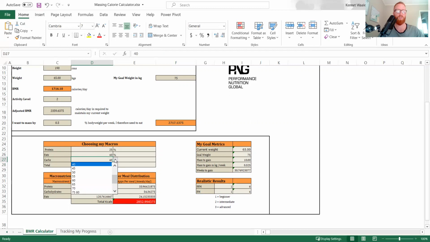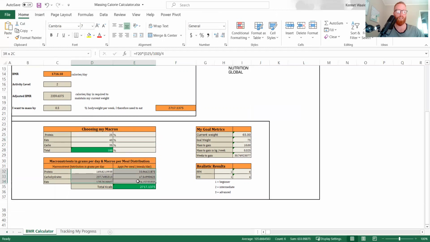So I need to make sure that that equals 100 when I choose my distribution. Once I've done that, it will automatically show you the total amount of protein, carbs, and fats you need to eat every day in grams. So this is 170 grams of protein.